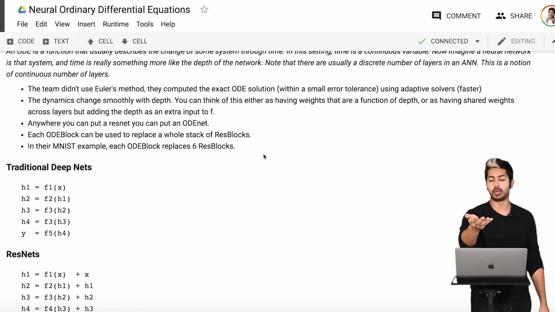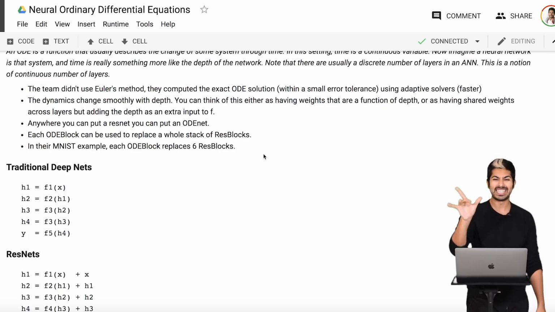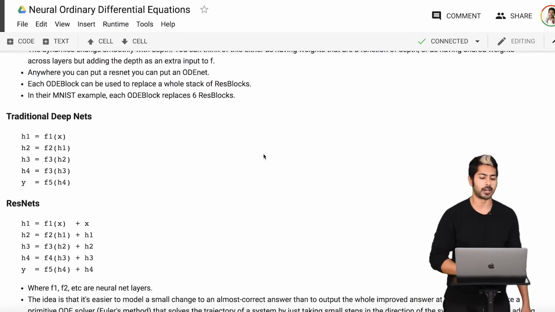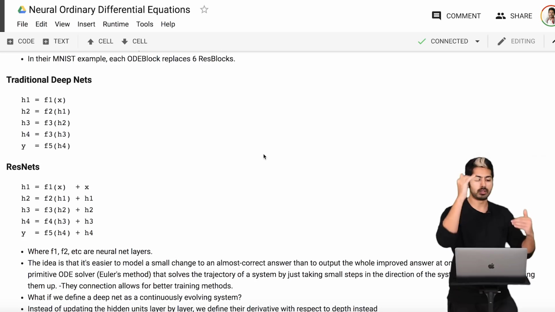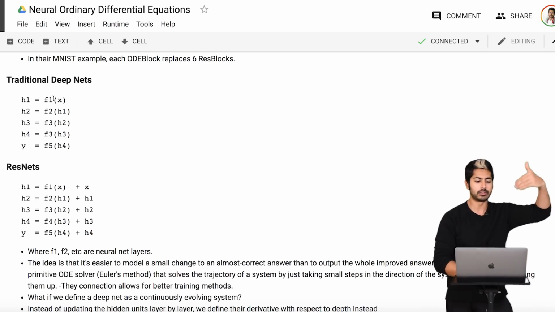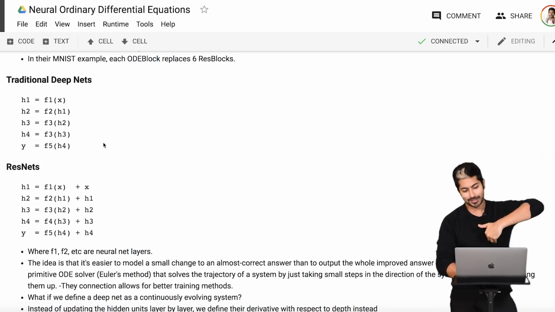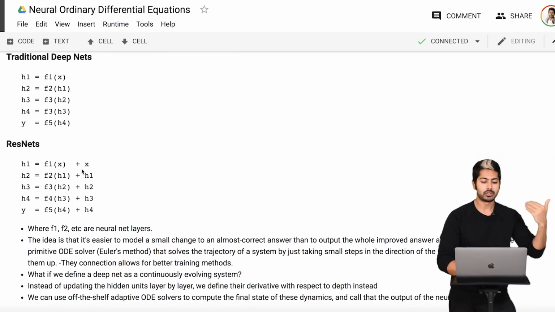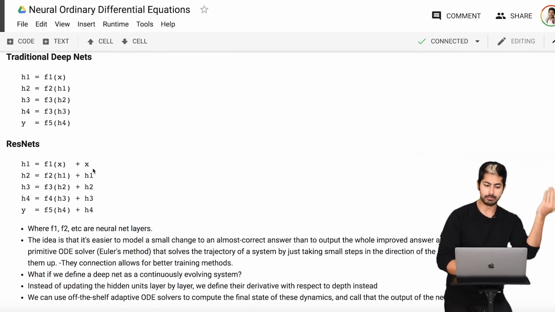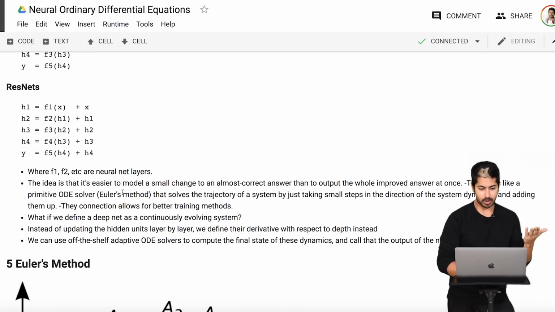In fact, they had an example using the MNIST handwritten character dataset as an image classification example, and they replaced 6 res blocks with 1 single ODE block. So again, traditional deep nets, input to a layer gives us the hidden state. Hidden state goes to the next layer, gives us the next hidden state. Hidden state goes to the next layer, gives us the next one. ResNets, we do the same, but we add the original input. Okay, that's how that works.